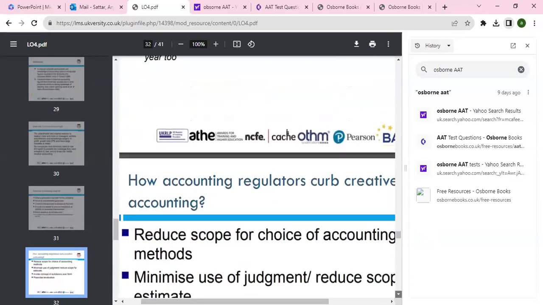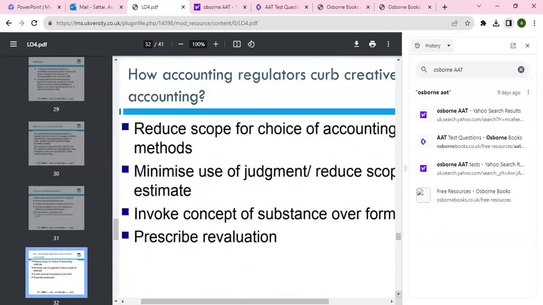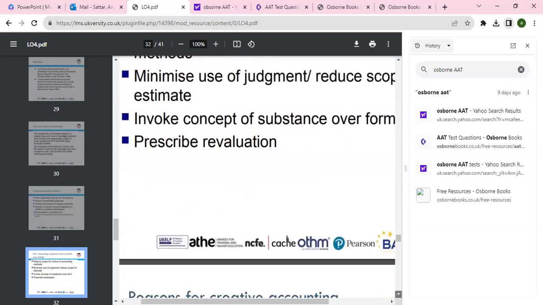That carries on happening. How do the accounting regulators try to reduce the choices of accounting? Yes, minimize the use of judgment and reduce estimates. And that's why we have accrual basis accounting, not cash basis. That's another issue we have in accounts at the moment.